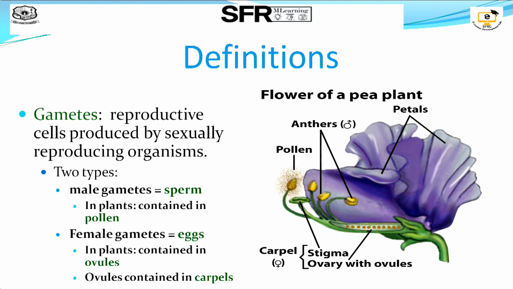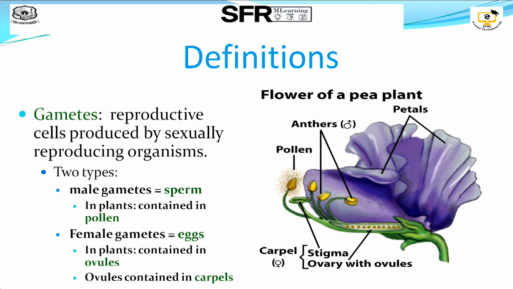Before that we should know about the simple terms here. Normally how do plants undergo fertilization and the formation of the zygote? It is the gametes, the reproductive cells produced by sexually reproducing organisms. In plants, it is the flower of a pea plant. You can see the calyx, corolla, and the main parts, the androecium and the gynoecium. There you can see the pollen grains and the stigma, and the ovary with the ovules.